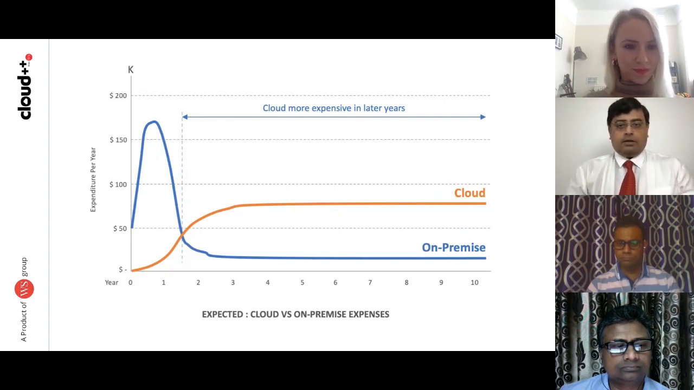But on the other hand, cloud initial investment is less, but gradually it grows up because more and more people are onboarding, the number of users grow, the hardware system needs to grow up. And finally, again, we are expecting that the cloud will also flatten the curve.